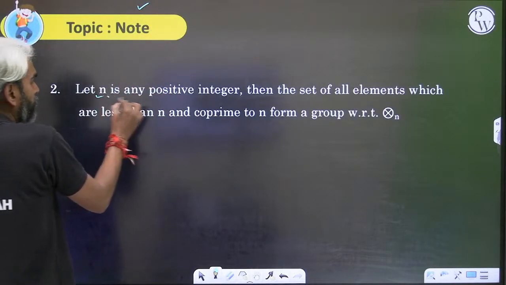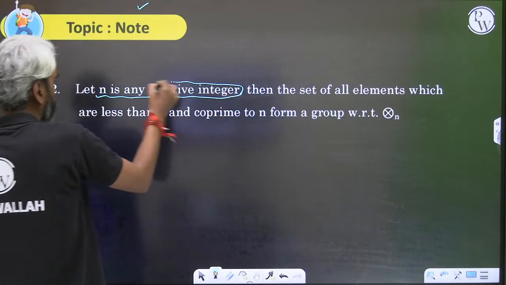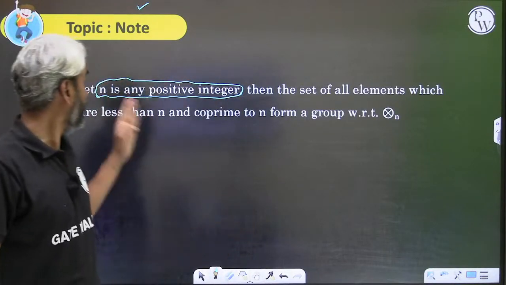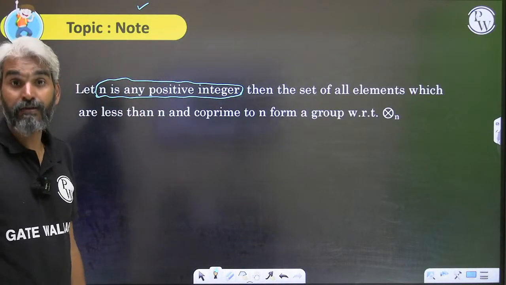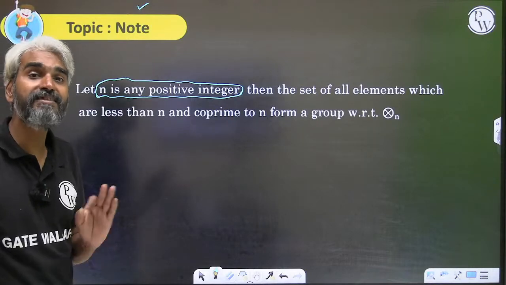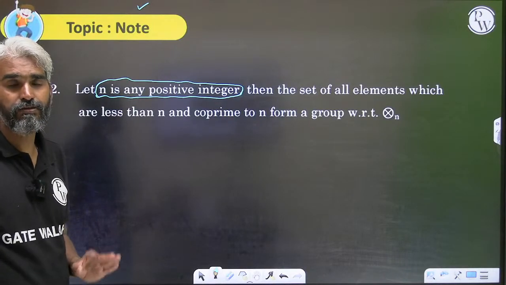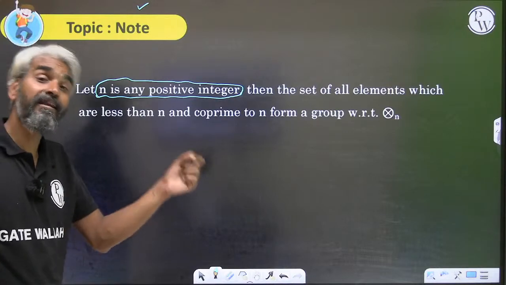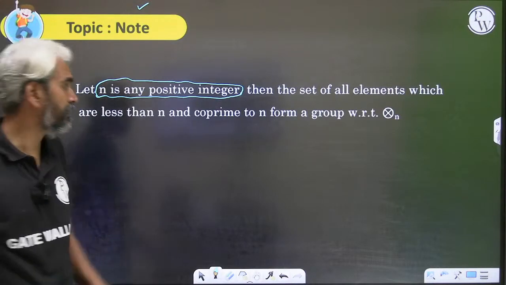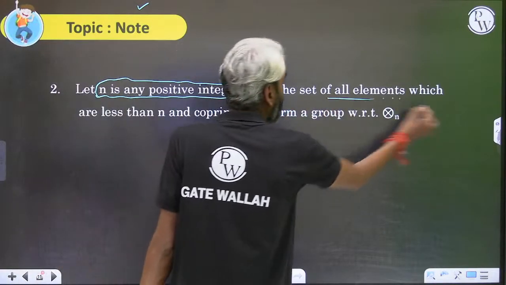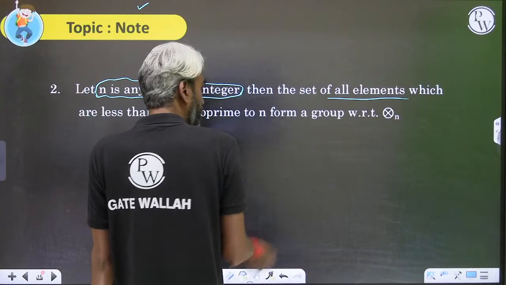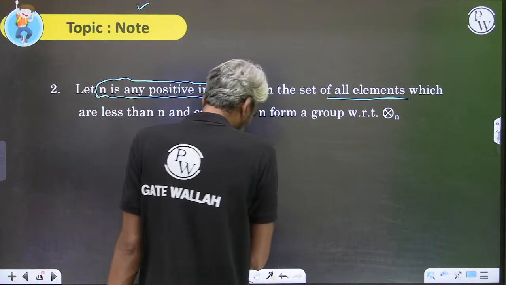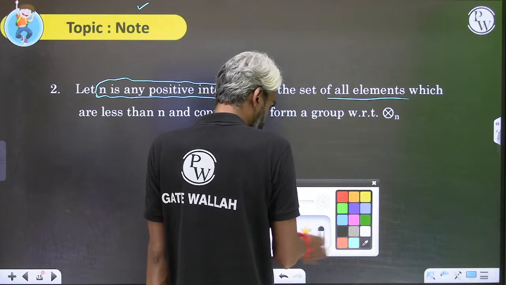Let n be any positive integer. It can be any positive integer. Here the definition is quite clumsy, so please try to understand this. Now, I take the set that contains all the positive integers which are less than n and co-prime to n. Again, there is a problem in the definition.